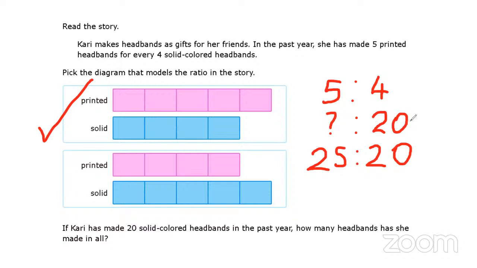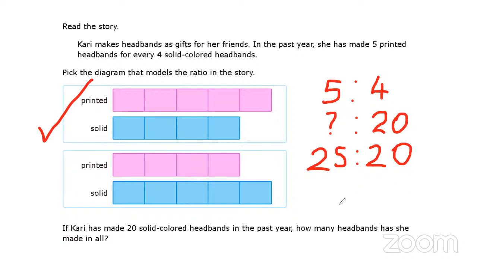In order to figure that out, we have to see how many equal groups of 4 we can get from 20. So 20 divided by 4 is 5. Now, she has 5 sets of 4, so we need to multiply that 5 by the 5 printed headbands she has. So based on this relationship, she makes 25 printed headbands. For every 25 printed headbands she makes, she would have made 20 solid as well.